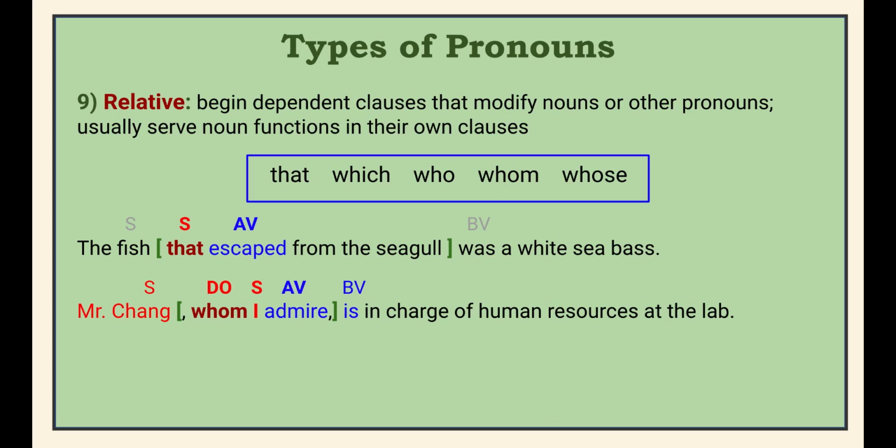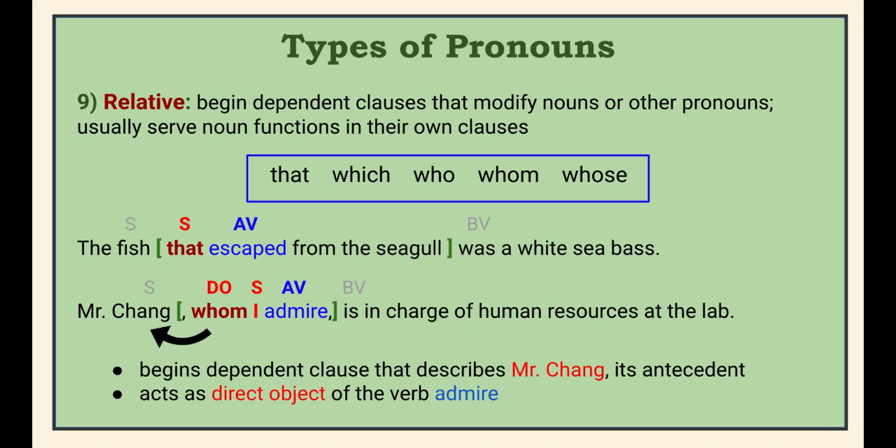The relative pronoun whom begins the dependent clause that modifies or describes Mr. Chang. Mr. Chang is acting as the antecedent of that pronoun whom. And whom is acting as the direct object of the action verb admire in its own clause.